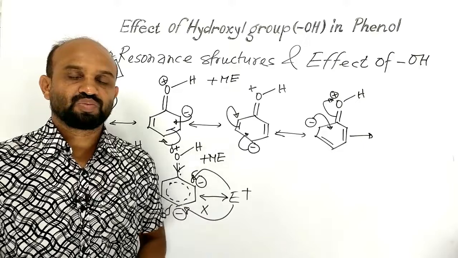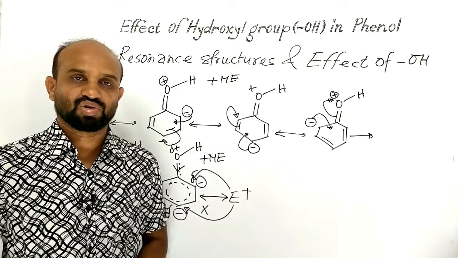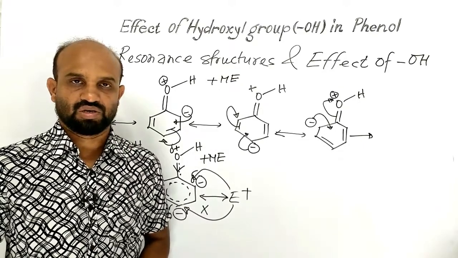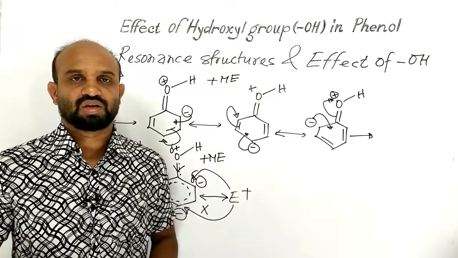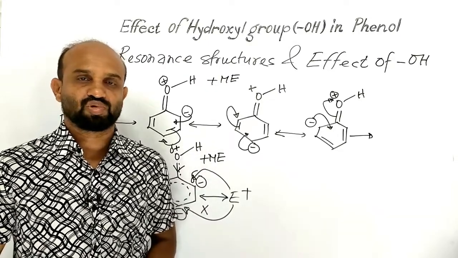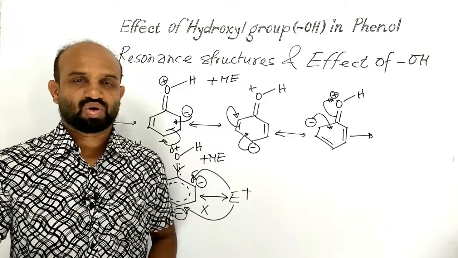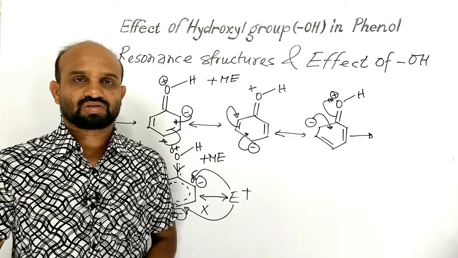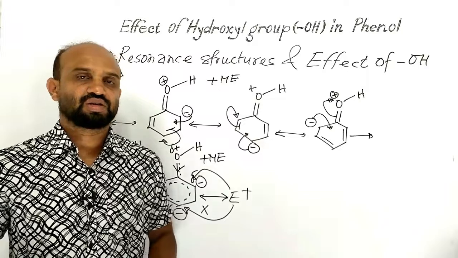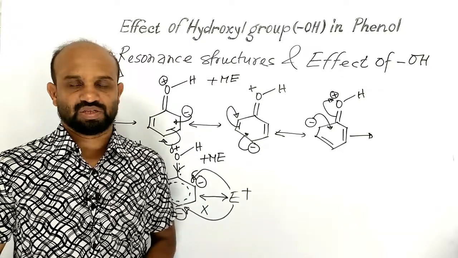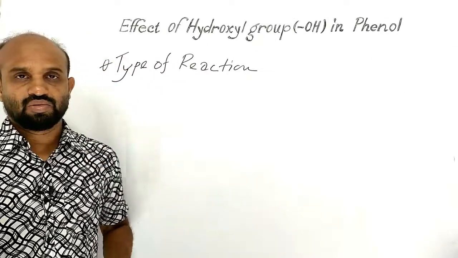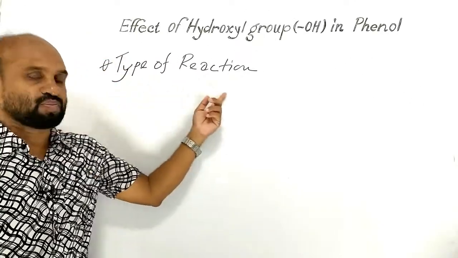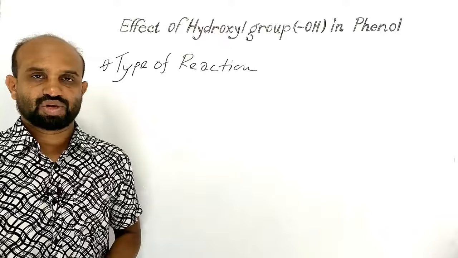So hydroxyl group is a kind of ortho para directing group as well. So hydroxyl group is benzene ring activating group and ortho para directing group towards electrophile. This is all about resonance structures of phenol and effect of hydroxyl group on benzene ring. Let's move on to the next point. Now, type of reaction. Let's look at the matter.